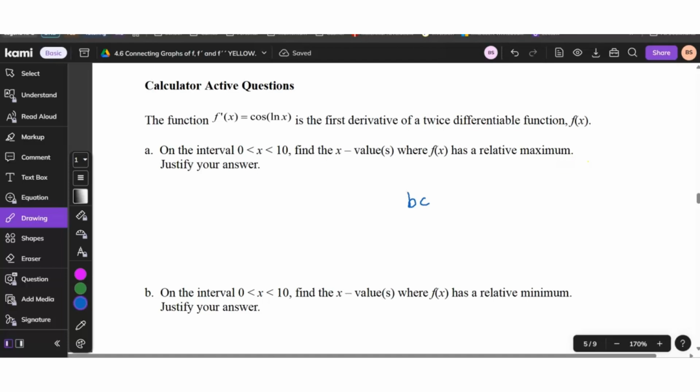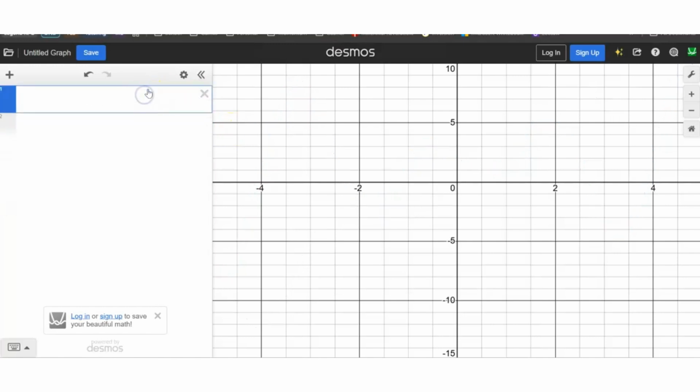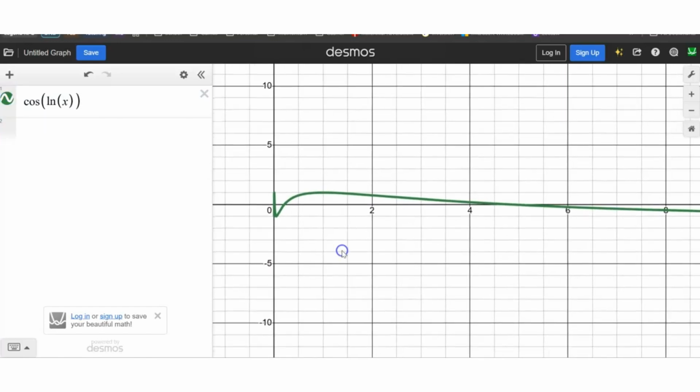So if we want f of x to have a relative max and we're graphing f prime, we need f prime to be doing what? Good. For a max, it has to switch from positive to negative. So that is what we are looking for, okay? So now we can go ahead and graph this function. What was it? Cos of ln of x? Yep. Okay, so we get this function here, cosine of ln of x. How do you find the max though?